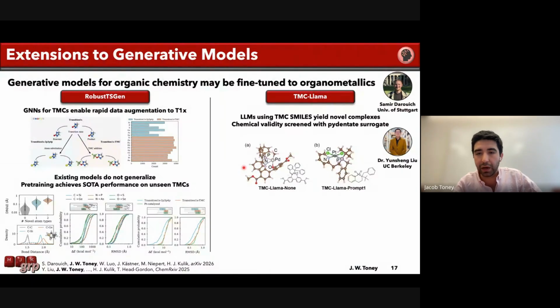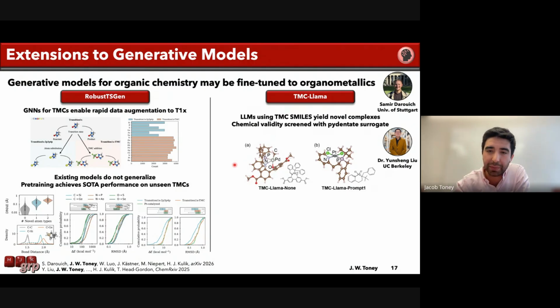And we saw, on average, that this TMC Llama model got between 70 and 80% validity, depending on exactly what model configuration was used. And previous generative models existing in the literature scored only about 40% accuracy.